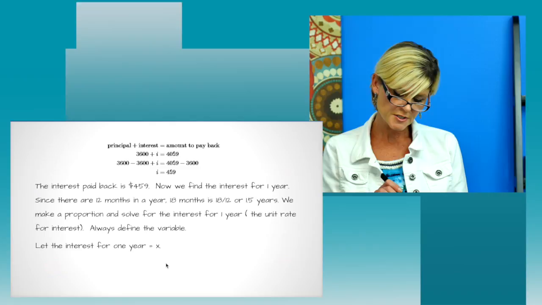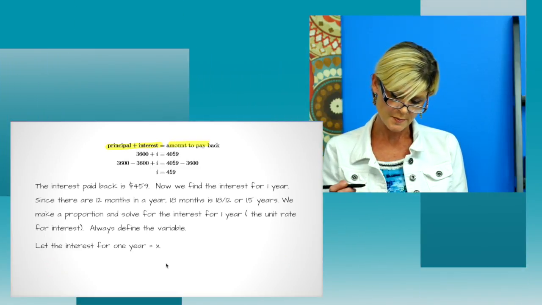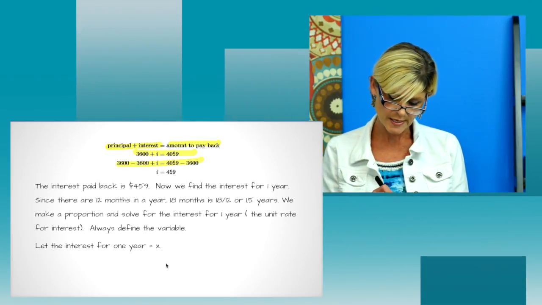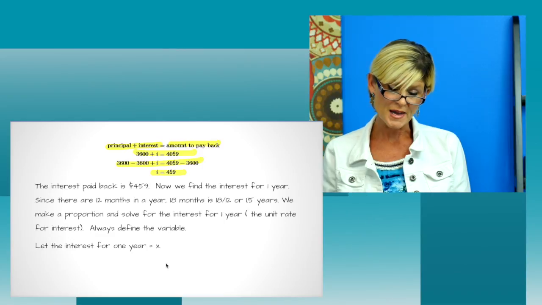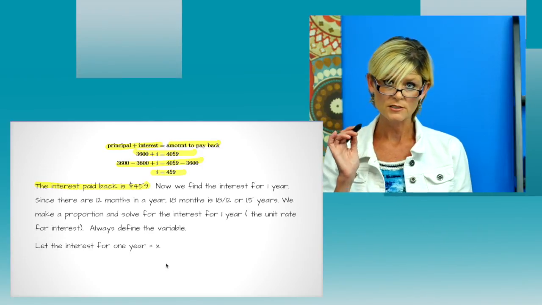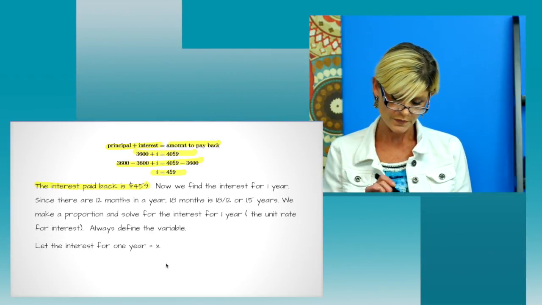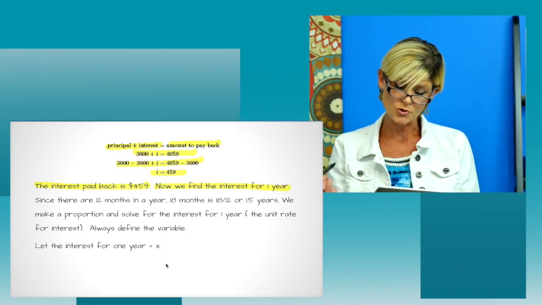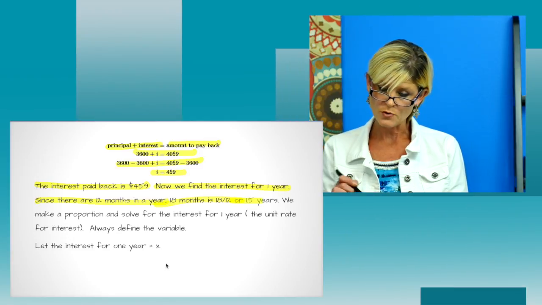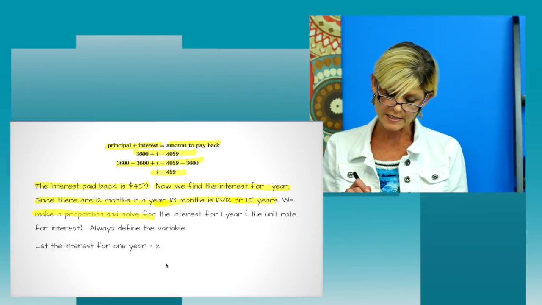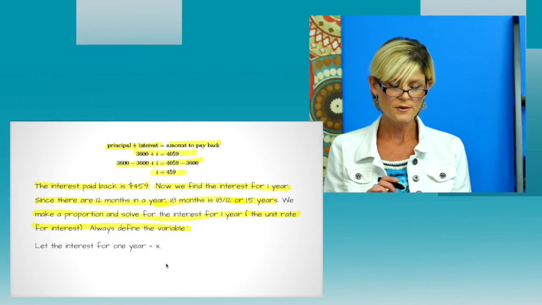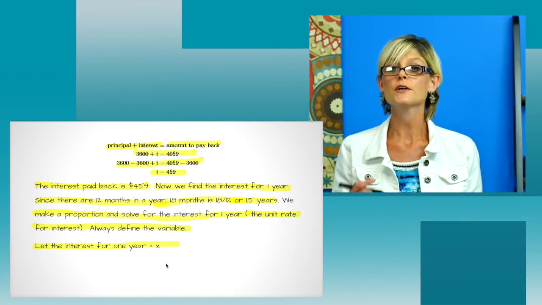All right, so we have the principal plus the interest equals the amount to pay back. And when we subtract 3,600 from both sides of the equation, we find out that the amount of interest is $459. So I equals $459. That's not the rate, that's the actual amount of interest, dollars. Now, we find the interest for 1 year. Since there's 12 months in a year, 18 months is 18 over 12, or 1.5 years. We make a proportion and solve for the interest for 1 year, or the unit rate for interest. We always want to define our variable, so we'll let the interest for 1 year equal X.